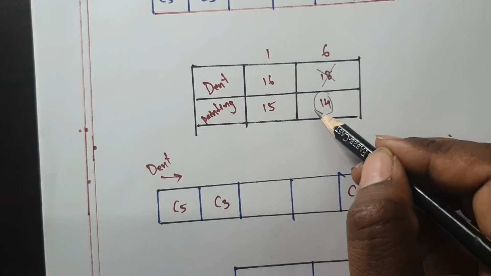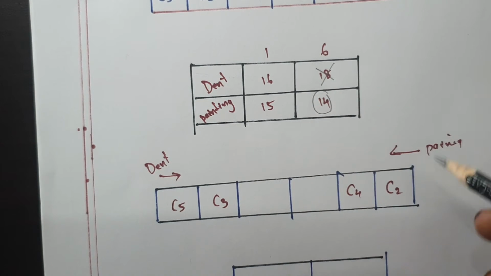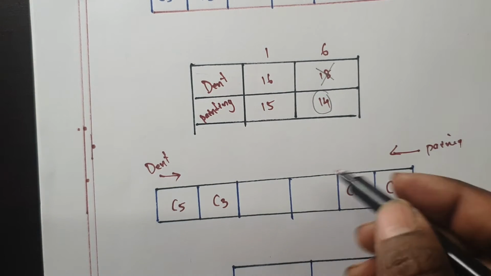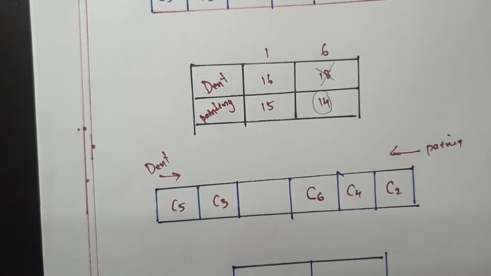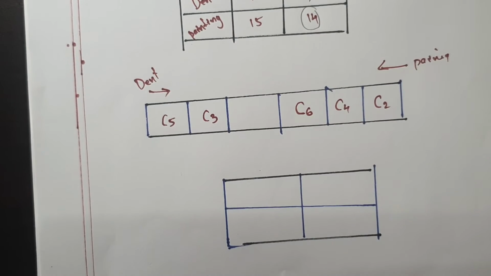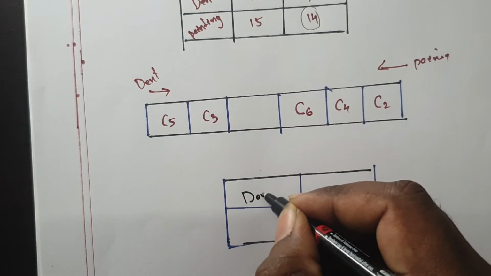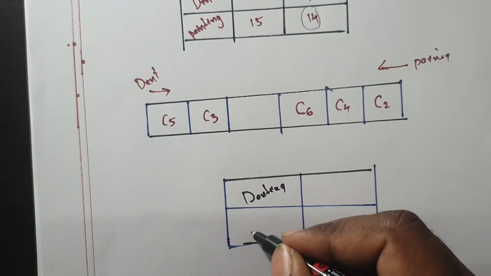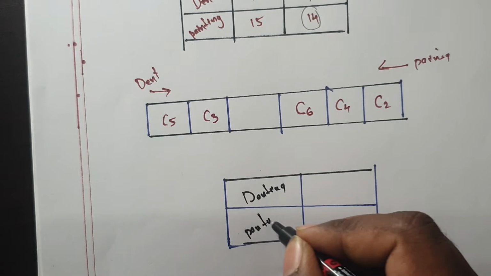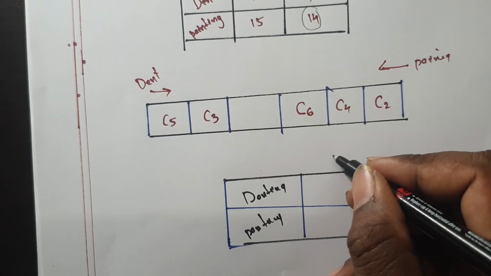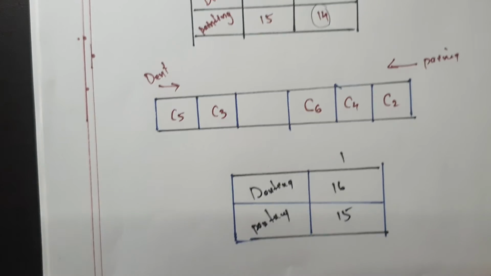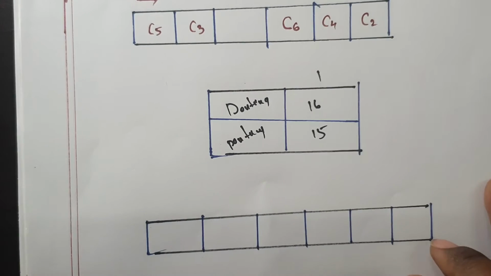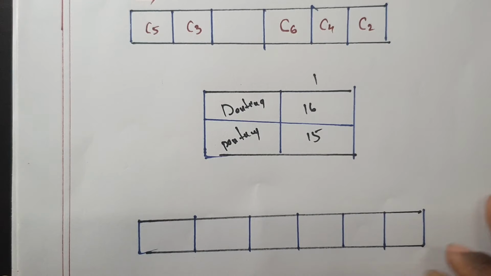So this painting is lying on 6, painting is lying on 6. After that, again you have to create a box like this. In this box you have to write denting, and the second one you have to write as painting. After that only one column is left, that is 16, and this one is 15, and whatever values you got, that also you have to write.